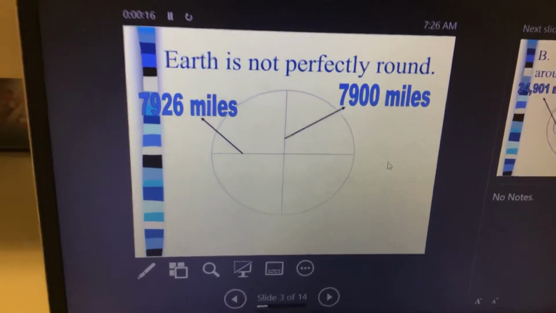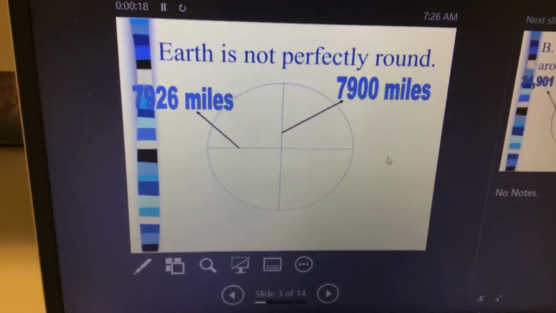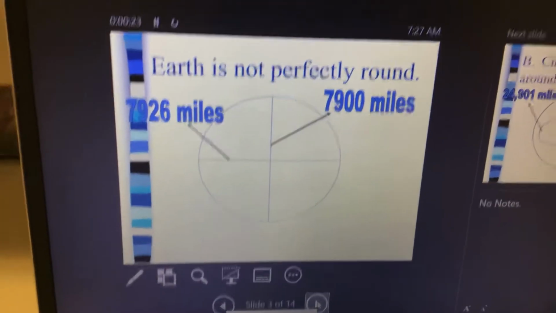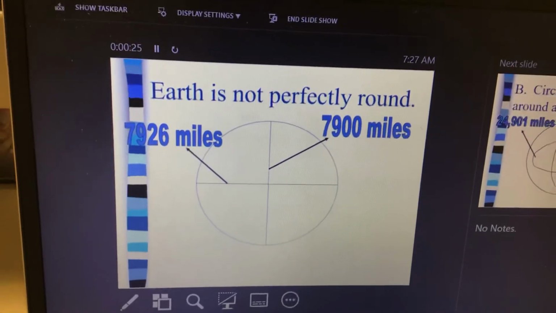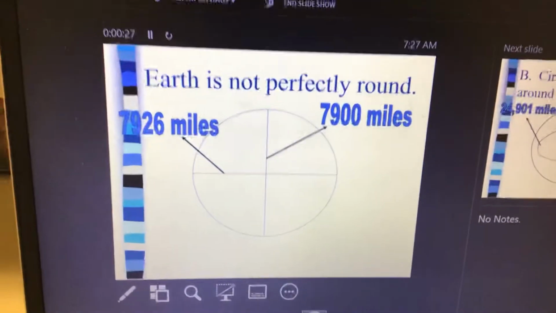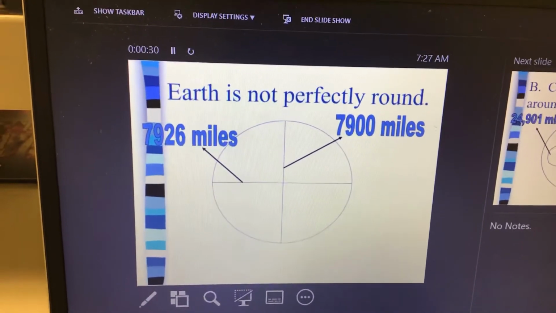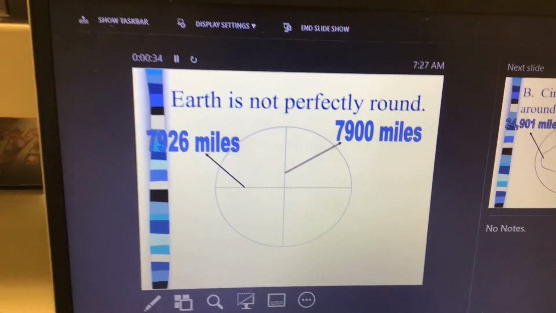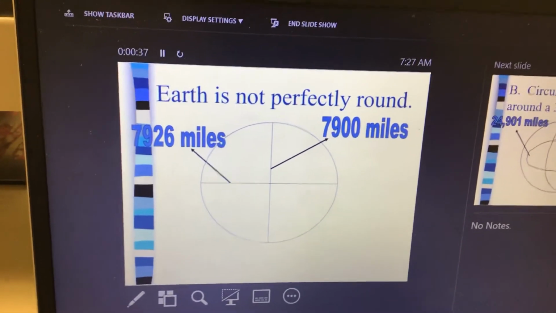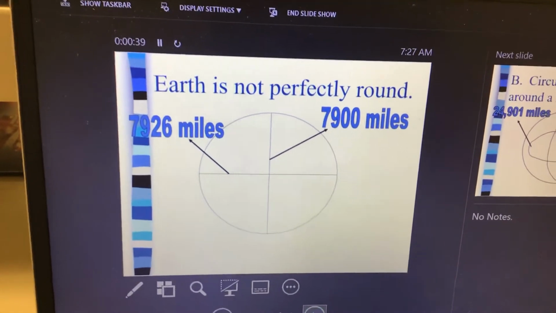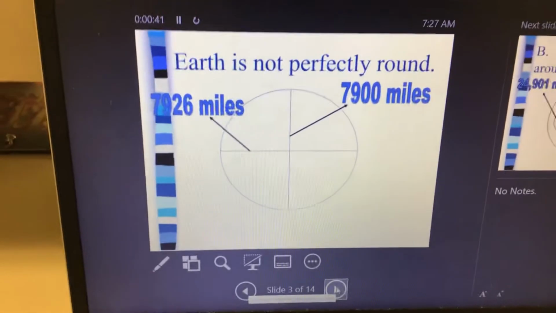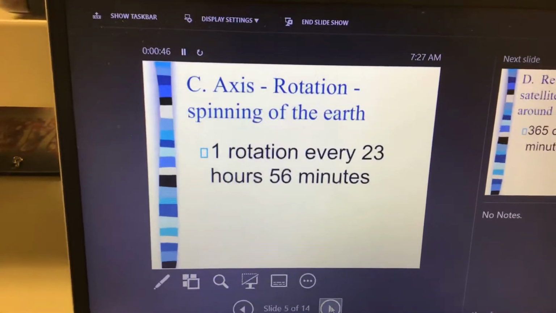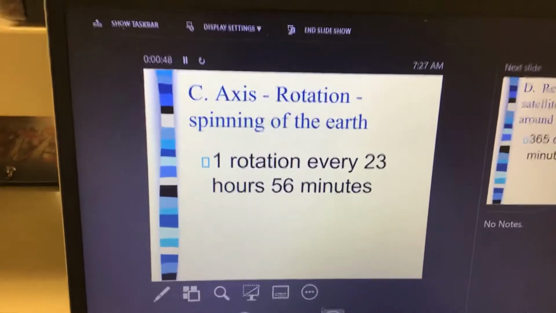I guess I wanted to remind you that the earth is not perfectly round. The earth is not perfectly round. It's pretty close, but there are areas we've talked about, like the Marianas Trench, places with mountains, things like that. It's not perfectly round. There are some bulges and some uneven areas. Don't worry about that.